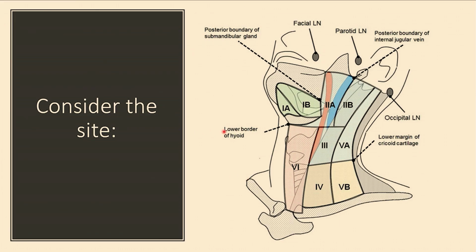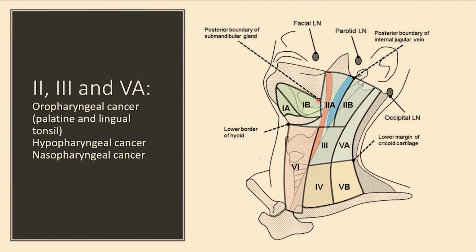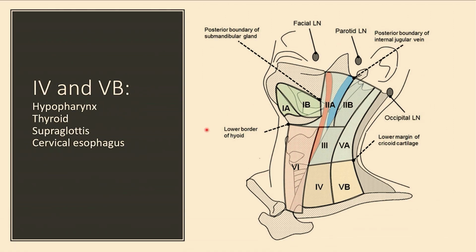So lots of papers. Not going to go through this with you, but there's a predicted drainage pattern for certain types of cancers, right? So you can imagine some of the oral cavity cancers up here are going to drain to these lymph nodes first and make their way down. Some of the other cancers down here are going to drain to these lymph nodes first and make their way up, okay? But there are plenty of papers. Levels 2, 3, and 5A, you're looking at oropharyngeal cancers, hypopharyngeal, and nasopharynx, right? So 2, 3, and 5A, you can imagine are coming from this site in your head and neck. 4 and 5B down here, they're coming from the hypopharynx, the thyroid, the supraglottic area, and the cervical esophagus. So the anatomy that lives low drains to low. The anatomy that lives high drains to high.